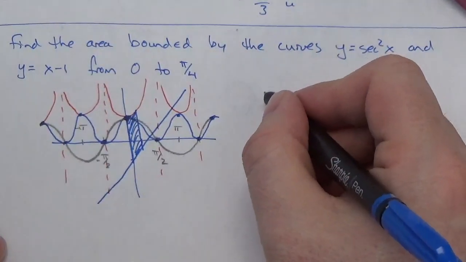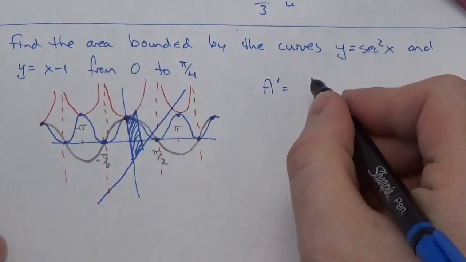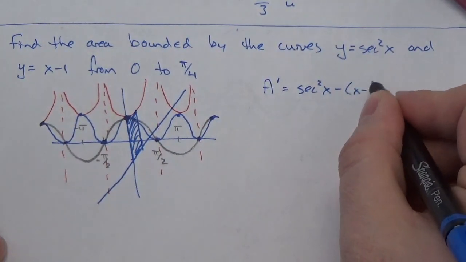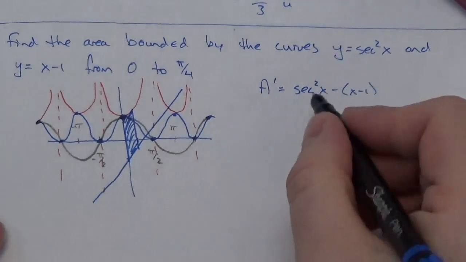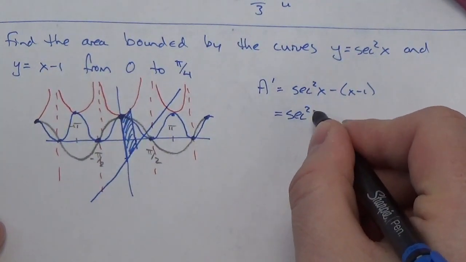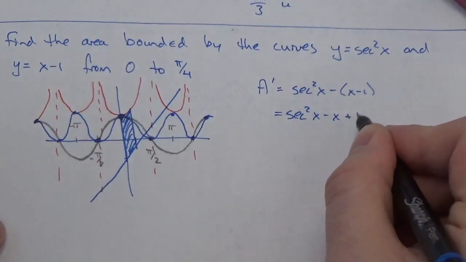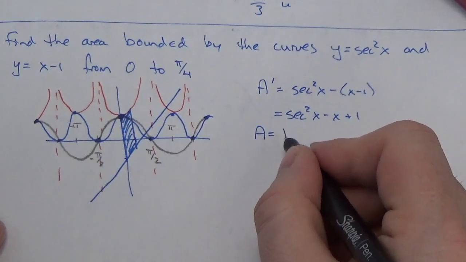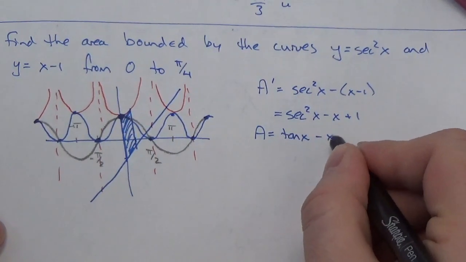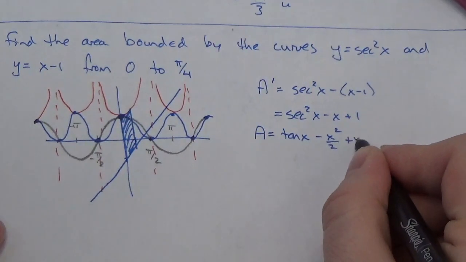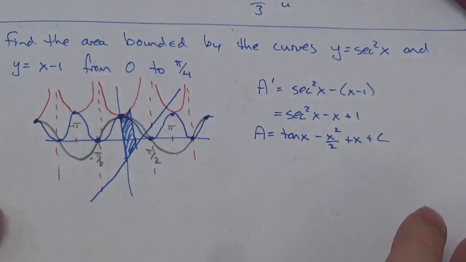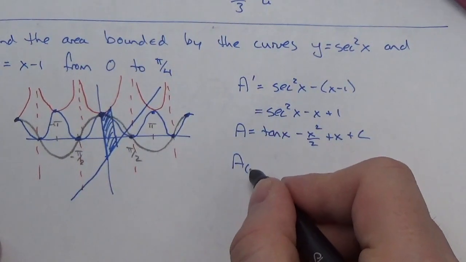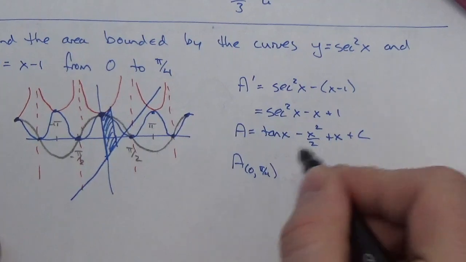So the derivative of the area function that I'm going to set up here is going to be the secant squared minus the other function. I'm going to do the subtraction first here. Now I'll clean that up just a little bit by distributing the negative through. And so my area function is going to be the antiderivative of secant squared, which will just be the tangent of x, minus x squared over 2 plus x plus c, our arbitrary constant. Now I'm going to evaluate that from 0 to pi over 4.